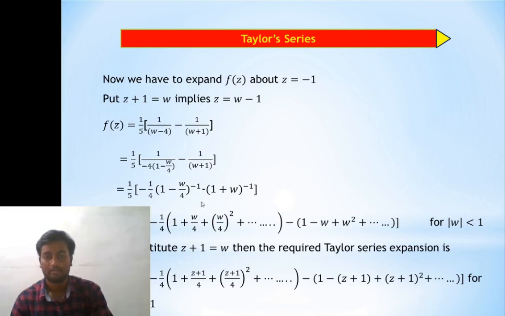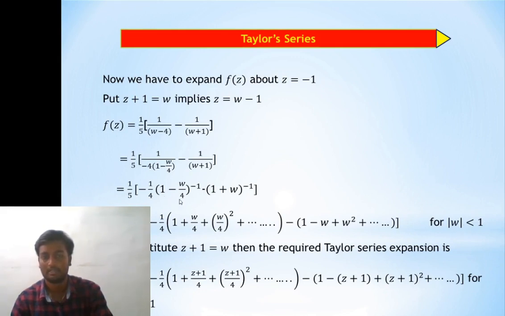We have to know that this series exists when mod z less than 1. So here mod w by 4 less than 1, so this series expansion is valid when mod w by 4 less than 1, and the other series is valid when mod w less than 1. Mod w by 4 less than 1 means mod w less than 4, and the other is mod w less than 1. The common region is mod w less than 1. So in total this series exists for mod w less than 1.